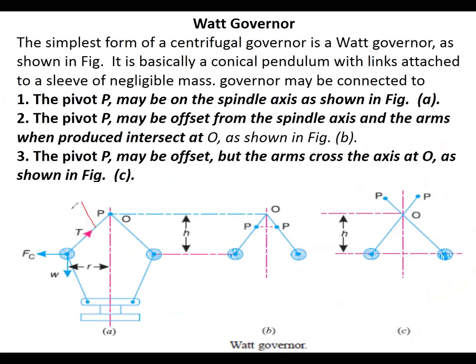This one is the what? This one is the arm. This one is the what? This one is the link. This one is the link. This one is the what? This one is the shaft. Right? Shaft or spindle, spindle also we will call it. This one is the ball and this one is the ball.